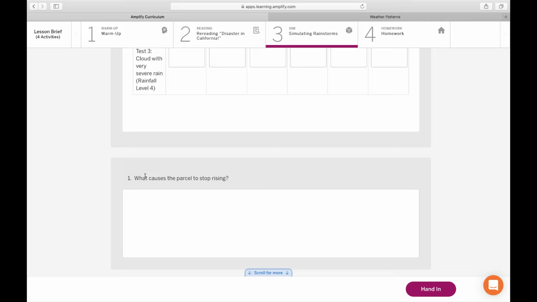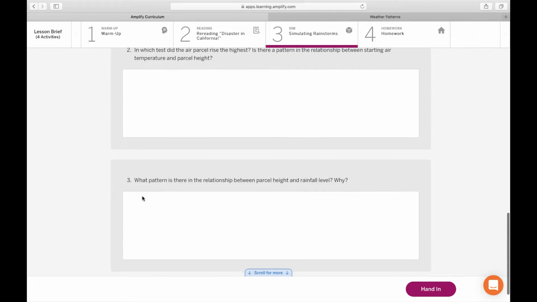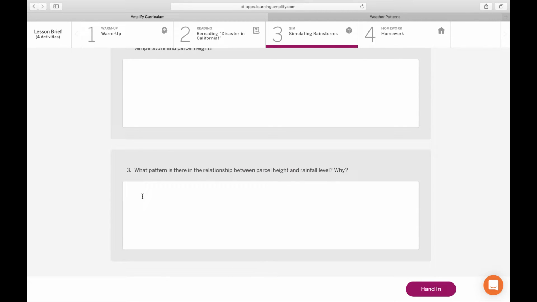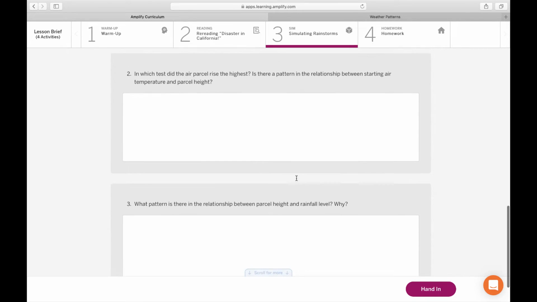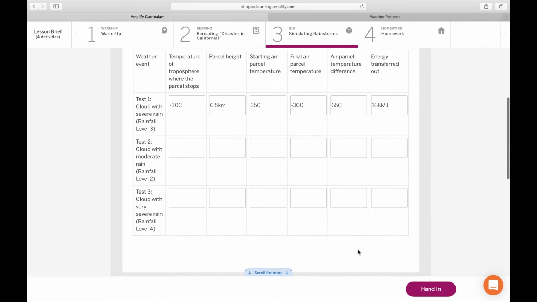What causes a parcel to stop rising? In which test did the air parcel rise to the highest? Is there a pattern between the starting air temperature and the parcel height? What pattern is there to the relationship between parcel height, rainfall level, and why? So you need to answer these 3 questions. Go ahead, and when you're done with that, hit that hand in button.